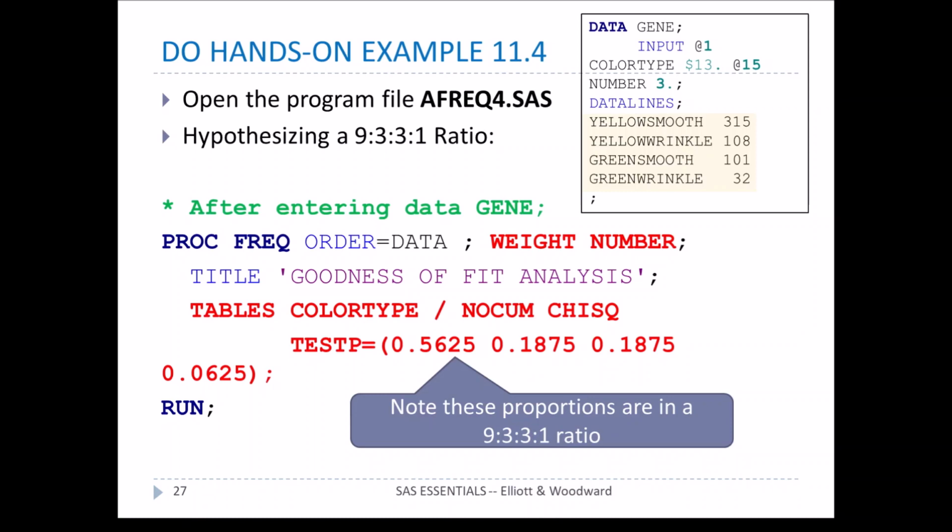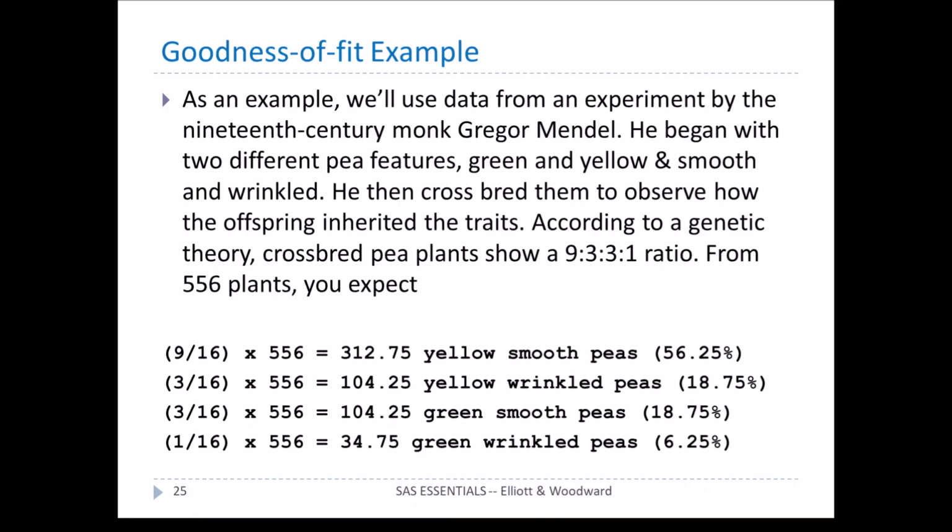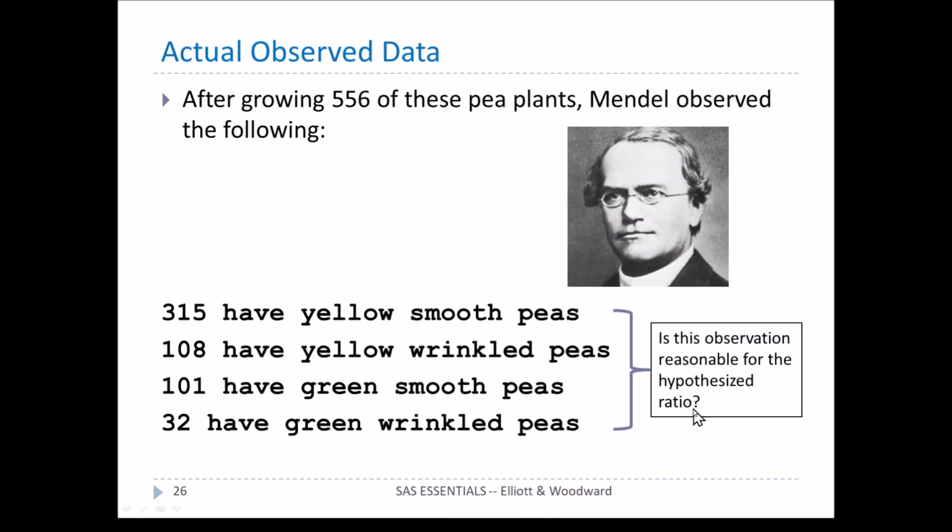And then we have the TEST P= ratios. And again, that's 0.5625, 0.1875, 0.1875, and 0.0625. I'm going to back up just a couple of slides to show you that's where they came from. These are the same ratios that we hypothesized earlier.